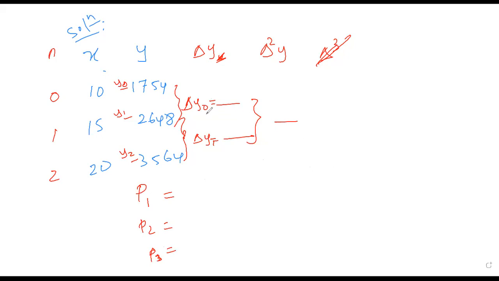What is delta y naught? What is delta y1? And then delta squared y naught is what?